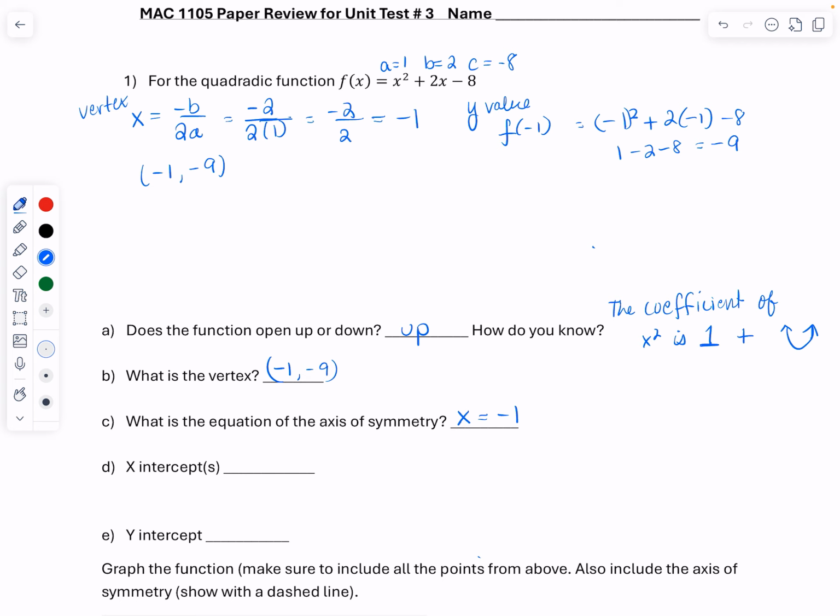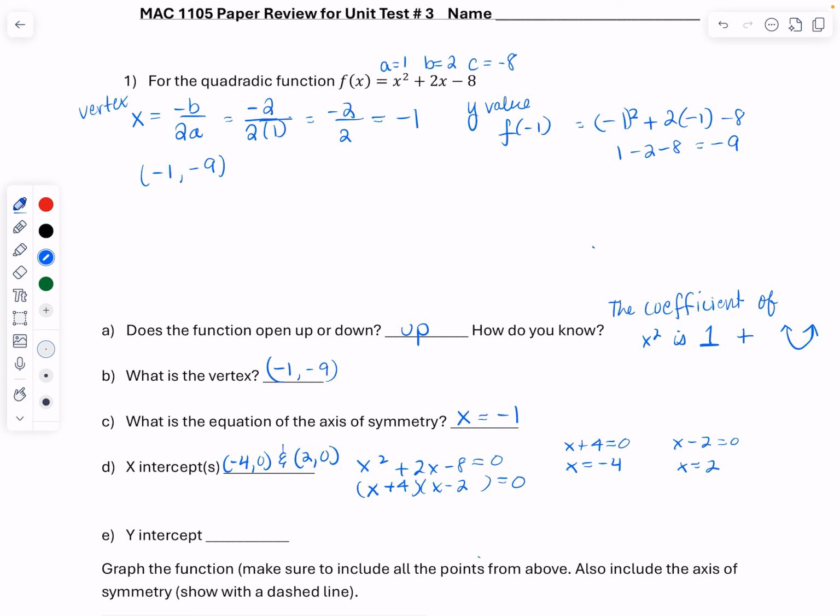My x-intercepts. To find my x-intercepts, I have to take the equation and set it equal to 0 and solve. So this factors into x plus 4, x minus 2 equals 0. X plus 4 equals 0, x equals negative 4. So my first intercept is negative 4, 0. And x minus 2 equals 0, x equals 2. So my other x-intercept is 2, 0.